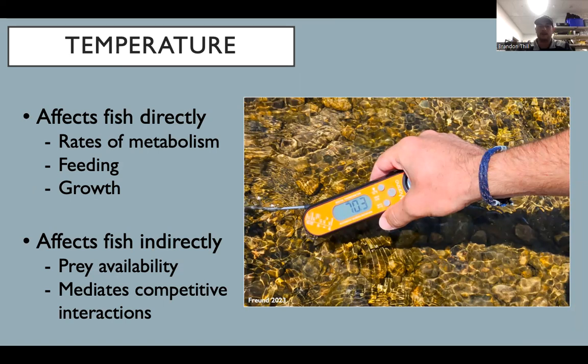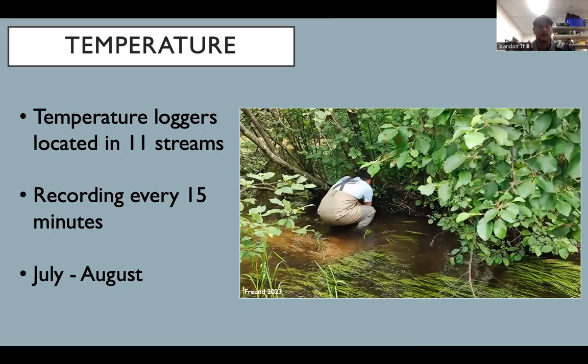Indirectly, temperature affects prey availability, so it can lower the amount of prey available for these fish to eat. It can also mediate competitive interactions. So as that stream water might be getting a little warmer, maybe that threshold of 22 degrees is getting close or getting past, those brown trout are then able to do a little better and possibly outcompete those brook trout. So what we did to measure this is place temperature loggers in 11 streams, and they were set to record every 15 minutes from the months of July through August. And here's what that kind of looked like.